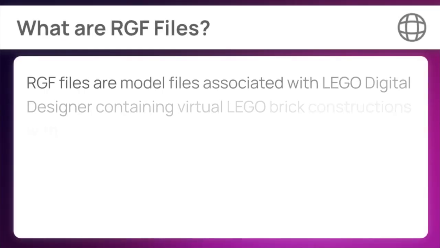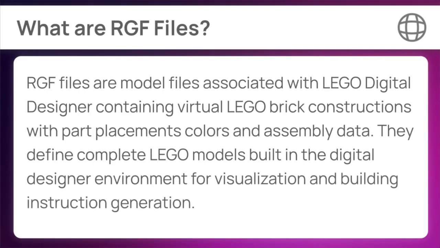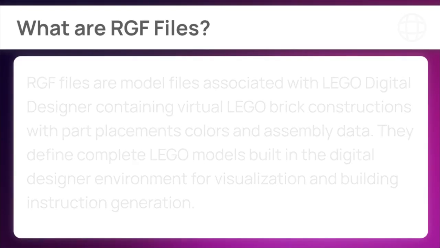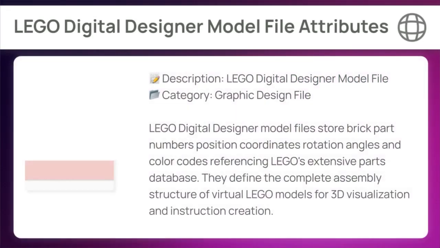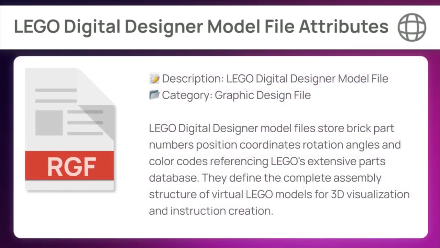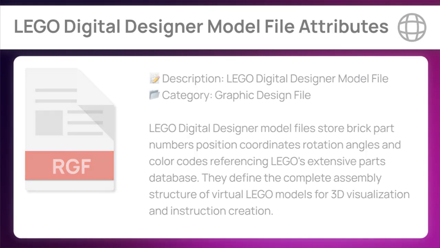RGF files are model files associated with LEGO Digital Designer containing virtual LEGO brick constructions with part placements, colors, and assembly data. They define complete LEGO models built in the Digital Designer environment for visualization and building instruction generation. LEGO Digital Designer model files store brick part numbers, position coordinates, rotation angles, and color codes, referencing LEGO's extensive parts database. They define the complete assembly structure of virtual LEGO models for 3D visualization and instruction creation.